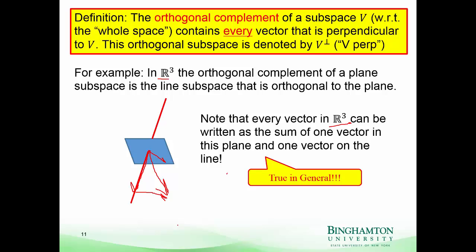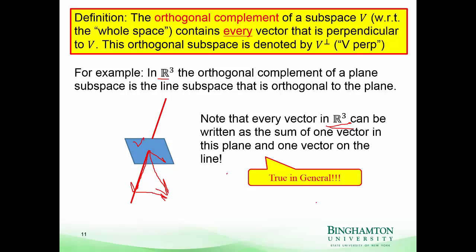And that decomposition is unique. I didn't write that here, but it's true. There's only one way to pick a vector in the plane and pick a vector on the line that will add together to give some given vector. And this is not true just for this example with R3, where the V that we started with was a plane and its orthogonal complement was a line. No, it's true in general.